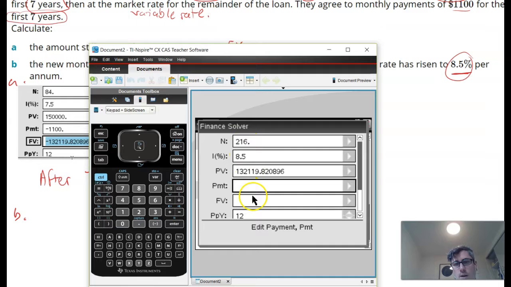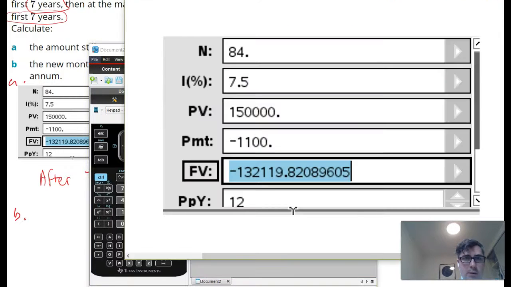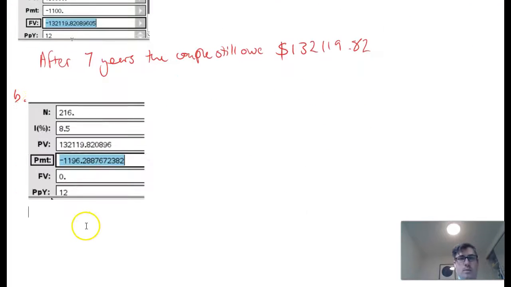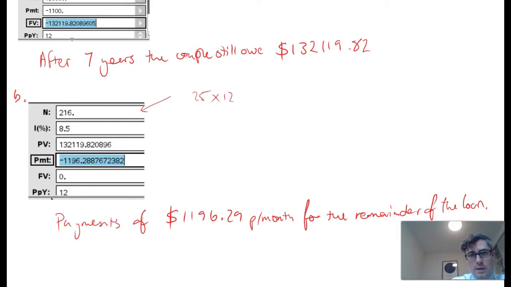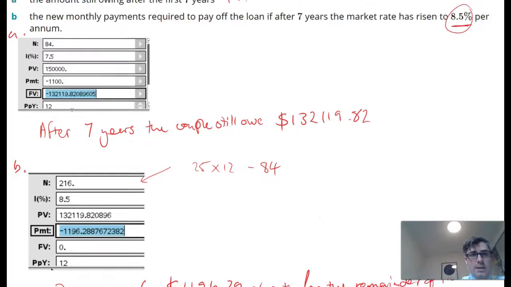Right. And now we want to put in future value, which will be 0 because it goes down from that to nothing. What's the payment going to be? Press enter, and that's the answer. Tool that in as well. So payments of this much per month for the remainder of the loan. And just to remind you, that 216 was equal to 25 lots of 12, take away 84, because 84 was how many payments we used up top for the first 7 years.